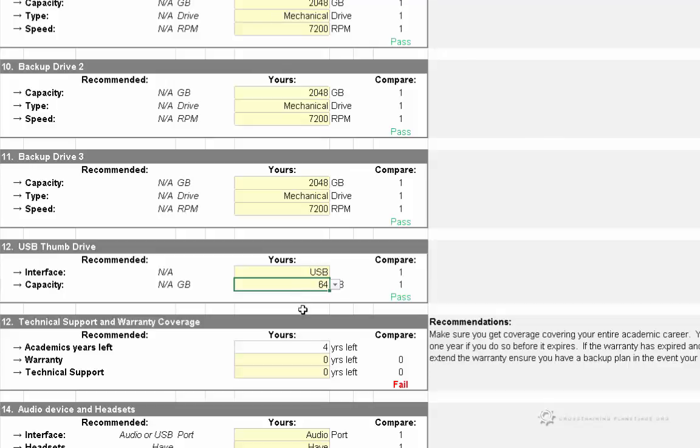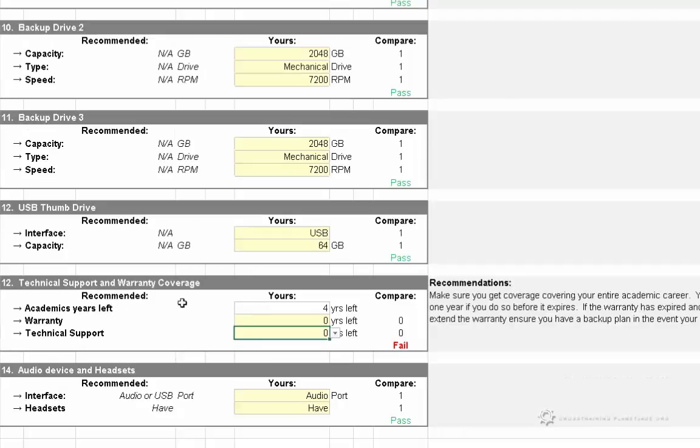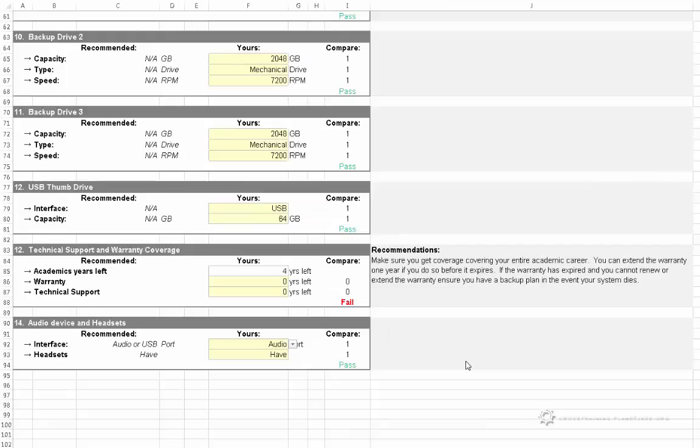It does happen. Down here where it says technical support and warranty coverage, this is something that is actually quite important. So in this particular example, we can see that the student has 4 years of school left, but they don't have any warranty coverage. This means if their computer breaks down, they're going to need to make sure that they have some kind of backup solution in place. Like they're either going to work in the computer lab or they have another computer that they can fall back on.